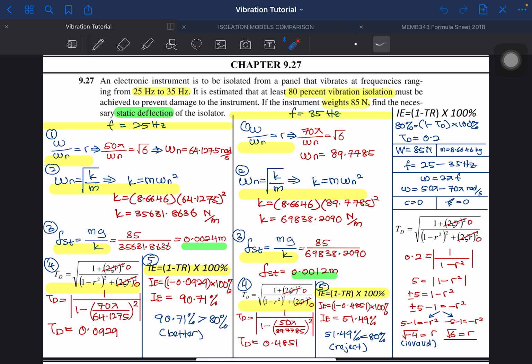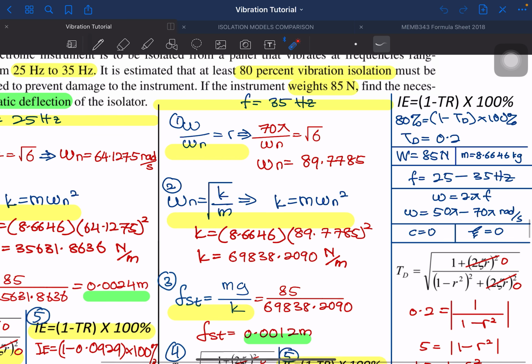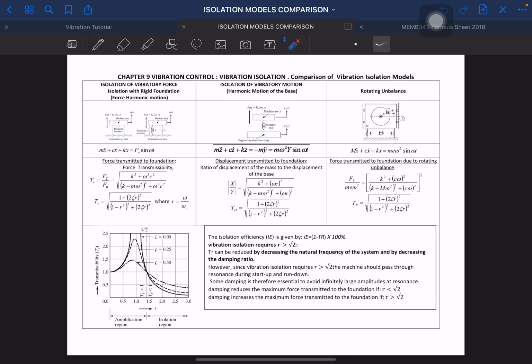Okay, first of all, look at this side here. As you can see, this is a formula for isolator efficiency. You can find this PDF also in the Moodle; it is accessible through the Moodle. Given here are three types, specifically for vibration isolation.